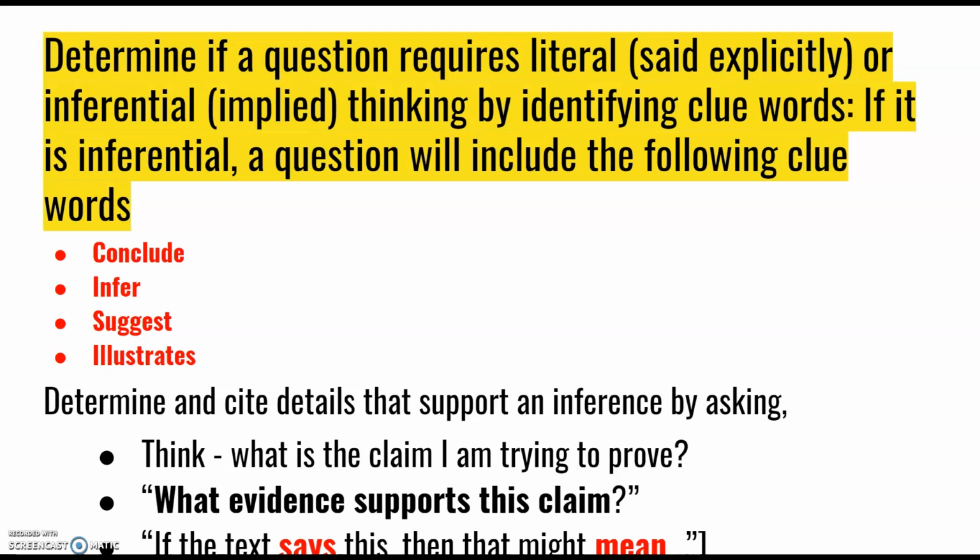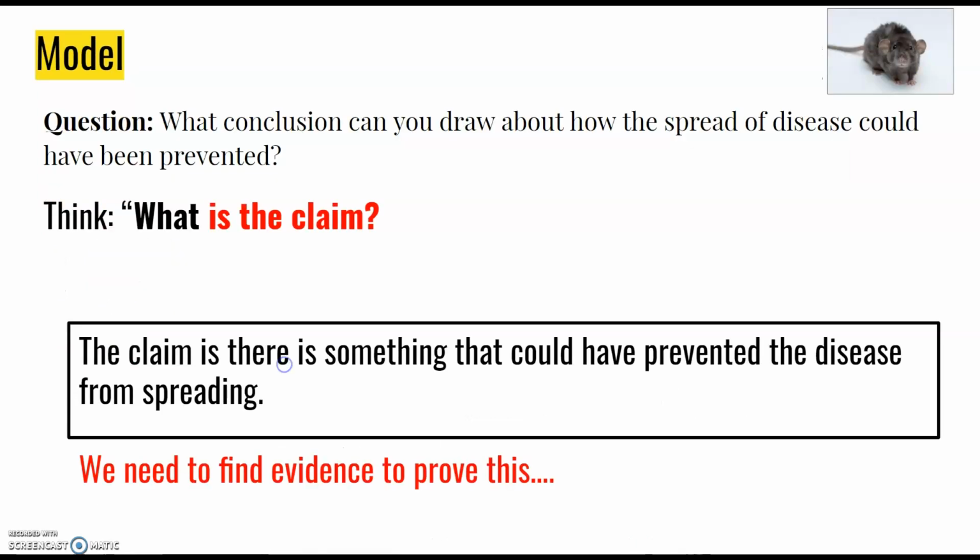There are 3 steps that I'm going to follow when answering an inferential level question. One, you need to think, what is the claim I am trying to prove? What evidence supports this claim? And your thinking is going to sound like this: if the text says this, then it might mean blank. I'm going to show you what this looks like with a model using the model text.